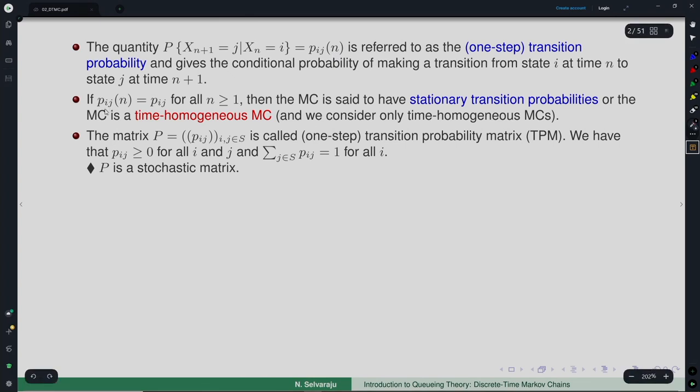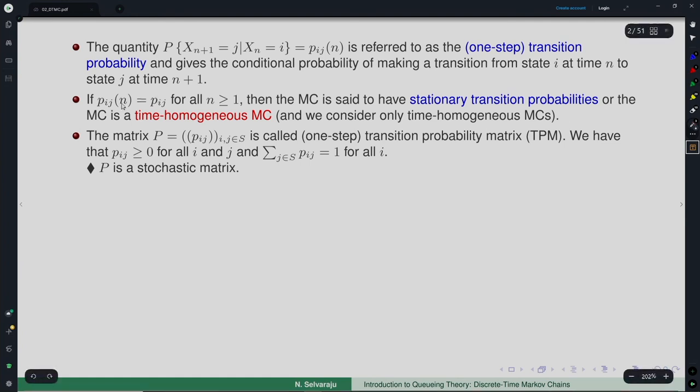And if it so happens that this Pij of n is equal to some constant Pij irrespective of what n is, then the Markov chain is said to have stationary transition probabilities, or the Markov chain is called a time homogeneous Markov chain, or simply a homogeneous Markov chain. Of course, in our case, as we said already when talking about queuing systems, we are looking at only time stationary elements as far as our analysis is concerned. So the Markov chains that arise in such models are basically time homogeneous Markov chains. This is what we are going to look at.